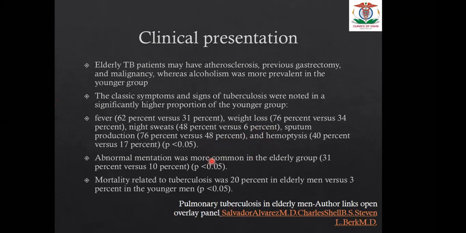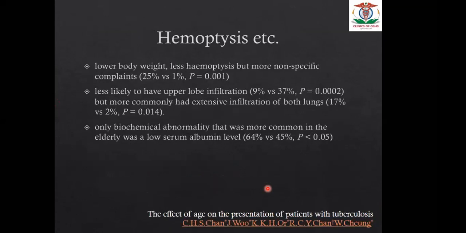Abnormal mentation was more common in the elderly group. This is the reason they may not be able to tell you what they are suffering from. So we may have to elicit, and we have to have a high index of suspicion. Mortality related to tuberculosis was 20% in elderly men versus 3% in younger ones. Then lower body weight and less hemoptysis, but more non-specific complaints is the case with elderly patients.